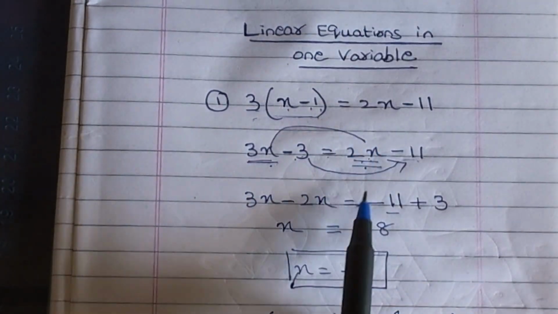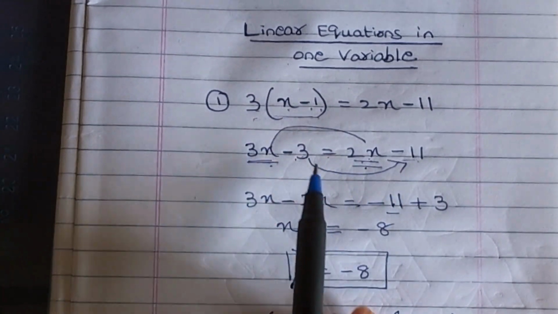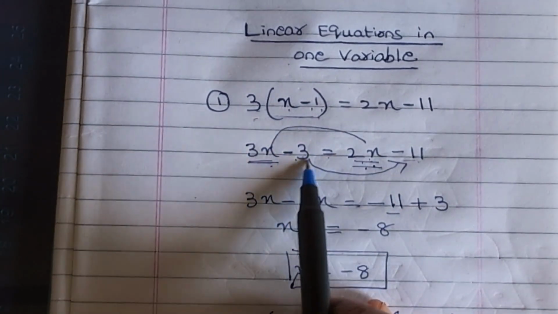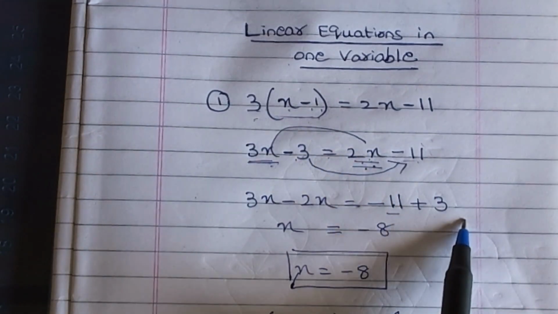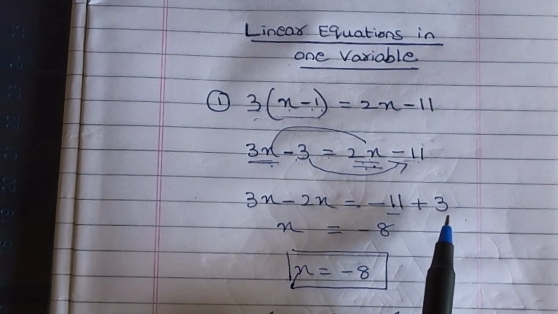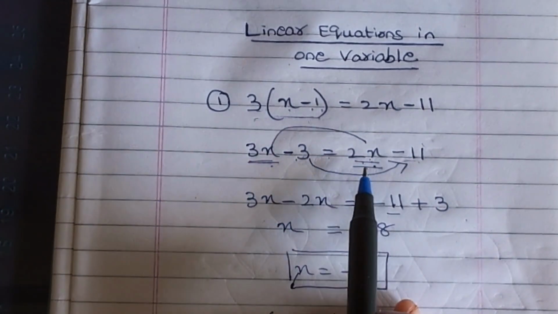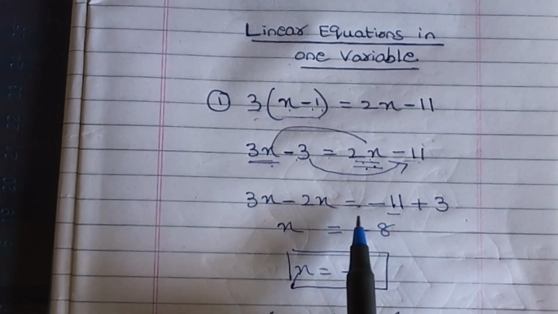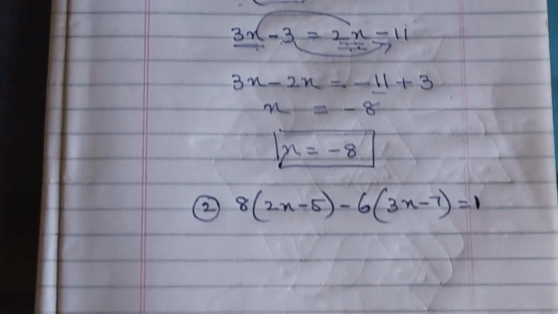So we can easily solve this kind of linear equations by combining the like terms, that is variables on one side and all the constants, that is numbers on one side, and transposing the term. Just take care when a term is shifted from LHS to RHS or from RHS to LHS, we have to change the sign of that particular term.